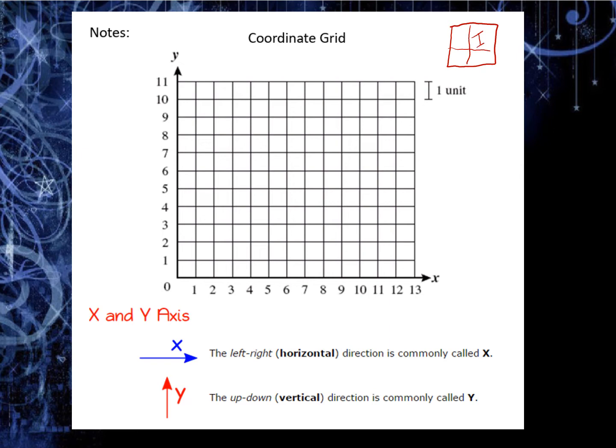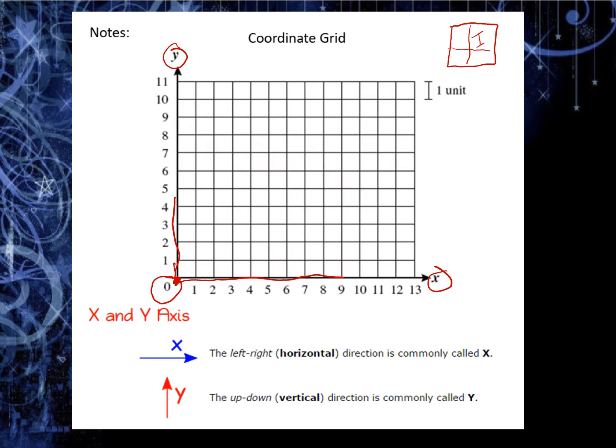Before we begin, we need to make sure we can review labeling our coordinate plane or coordinate grid. Here, this point where the x and y axis meet is called the origin. This vertical dark line is the y-axis, and the horizontal dark line is the x-axis. It's important to know that because when we do our tables or our ordered pairs, they are labeled with x and y.